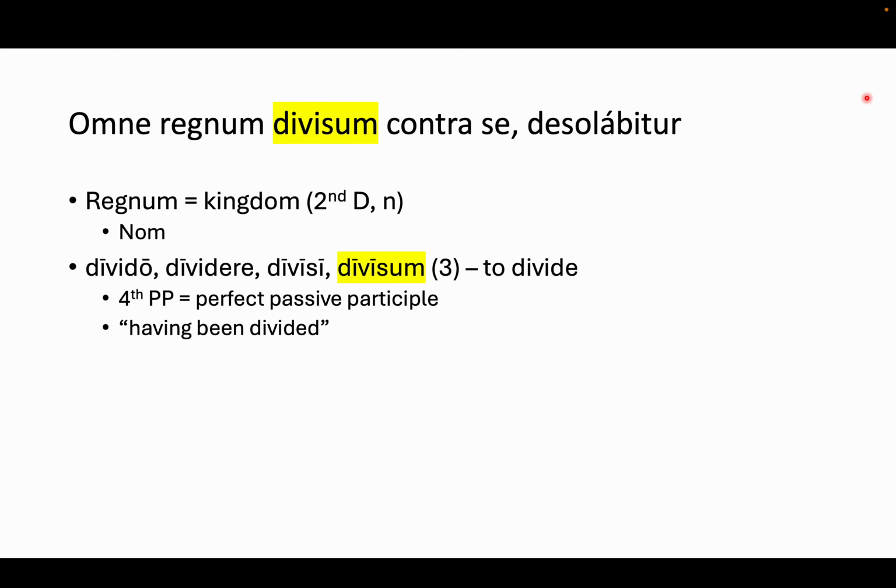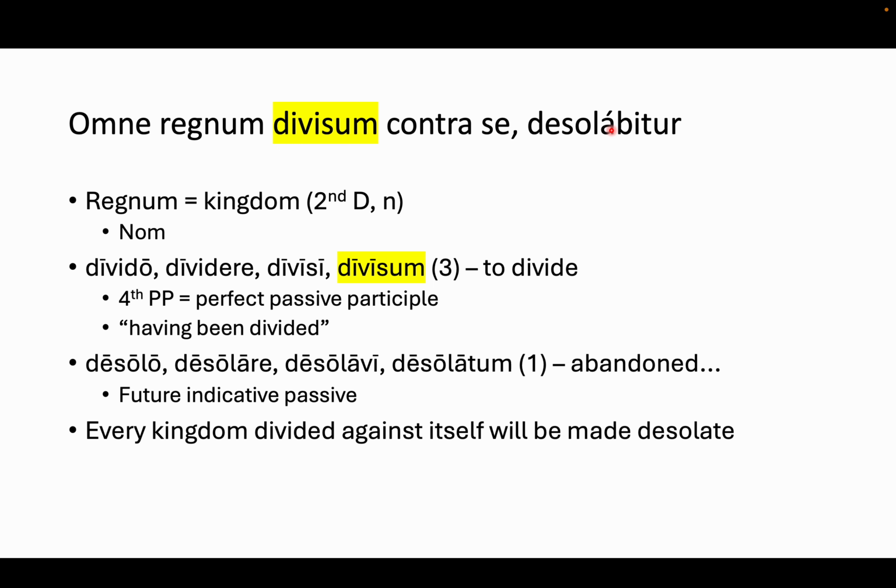Every kingdom. Divisum is the perfect passive participle of this word divido, which means to divide, right? So divisum, as the perfect passive participle, means having been divided. And we remember from previously, desilabitur means will be laid waste. It's a future passive. Every kingdom divided against itself will be laid waste. And divisum is the participle.